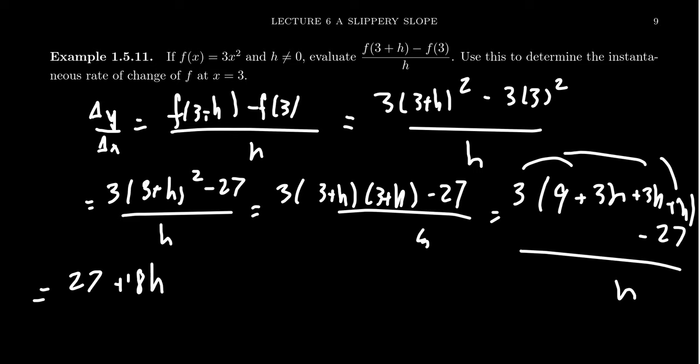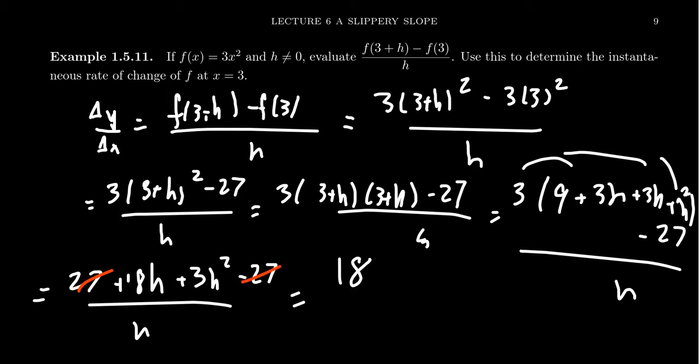And then you're going to get, that should be an h squared right there, because you have h times h. You're going to get 3 times h squared, and then minus a 27, like so. Notice in the numerator, there's a 27 minus a 27, they cancel. Looking at the numerator, this is where the math magic comes into play. You have 18h plus 3h squared over h.